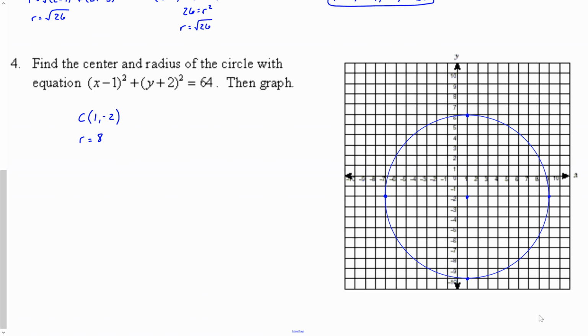But what was done here is from that center point, 8 units were counted out in the 4 main directions from that point, both up, down, left, and right. So then that gives me 4 points to connect with a circle. If you're going to freehand your circle, that's fine. Make it look as much like a circle as you can. Otherwise, you could use a compass here to make your graph even more precise.